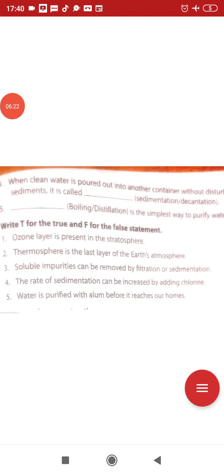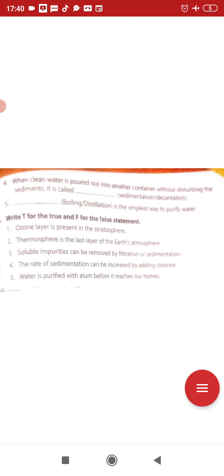Now you can see question number 4. When clear water is poured out into another container without disturbing the sediments, it is called sedimentation or decantation. It is called decantation. So, sedimentation and decantation, these two methods are widely used to separate or remove insoluble impurities from water. And what is the definition we got? You know that the mixture of insoluble impurities can be separated by these two methods, sedimentation and decantation.